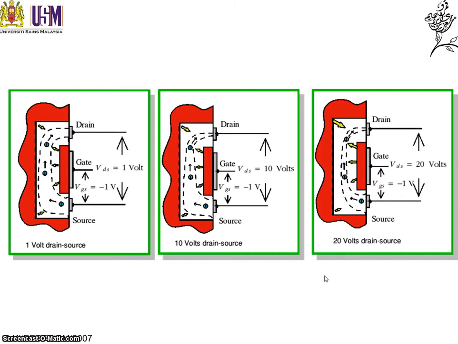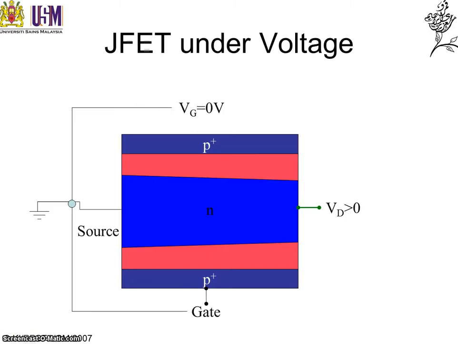So we call this the saturated current after pinch off. But we will go through as we go along. At the moment the gate bias is set to -1, but we will walk through when it is at 0 bias and when we do have a bias, and we see how this affects the source to drain, or the channel. So here we have a JFET under a voltage.